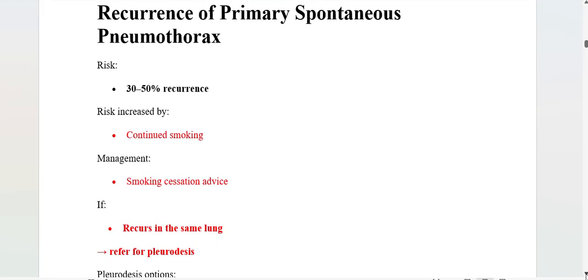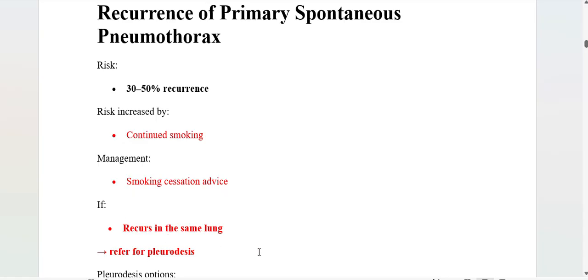Recurrence of primary spontaneous pneumothorax. If the patient comes to you after 2 weeks or after 8 weeks with a recurrence, as I told you, according to the table, we have to refer the patient. There is a 30 to 50% risk of recurrence, and the risk is increased by continued smoking. Remember that we have to advise the patient to stop smoking. Smoking cessation advice is very important.